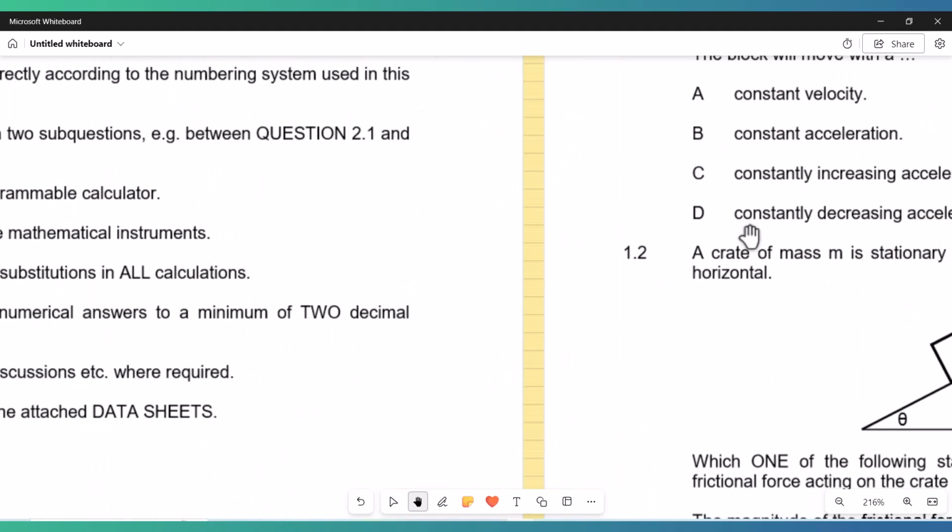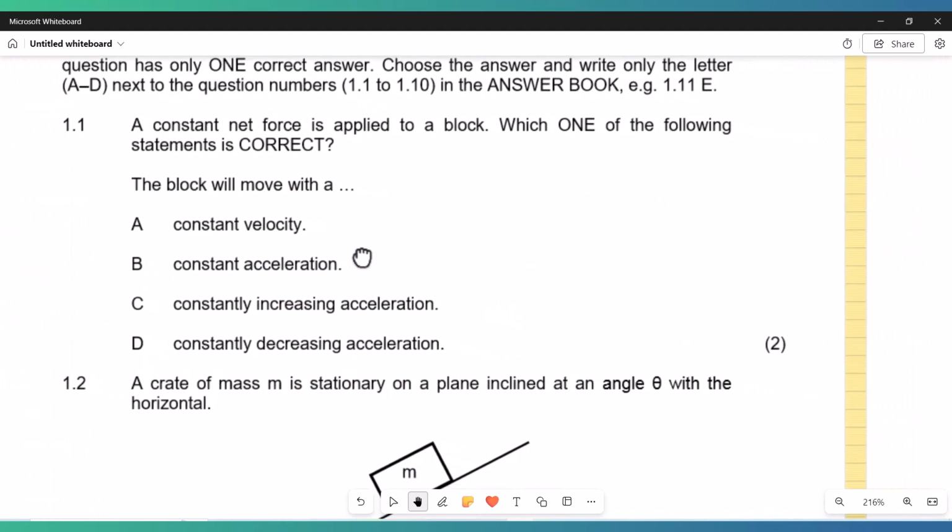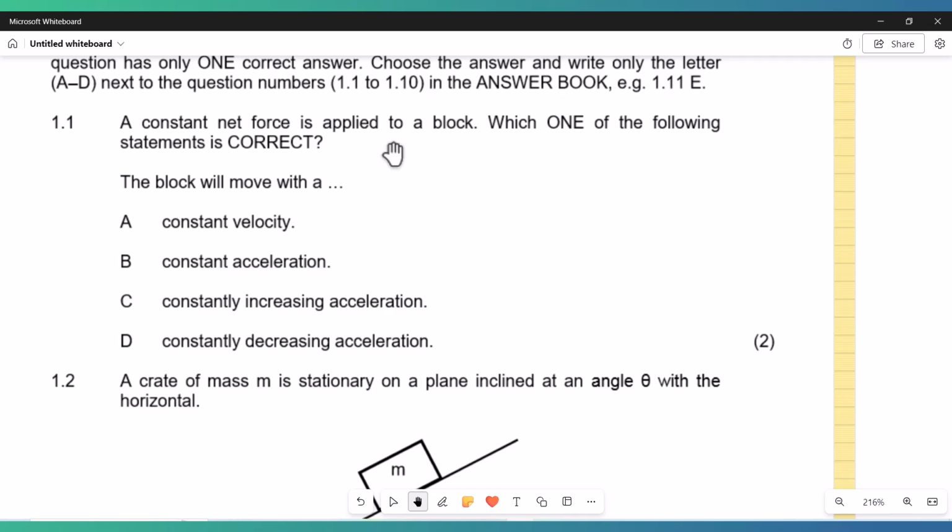All right, question 1.1. It says that a constant net force is applied to a block. Which one of the following statements is correct? Note the points here. They say the block will move with a constant velocity, constant acceleration, constantly increasing acceleration, or constantly decreasing acceleration. Because the block is in motion, we're going to use the second law of motion. F net equals m a.